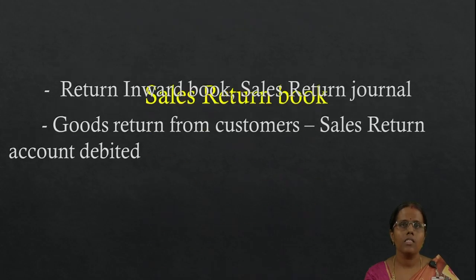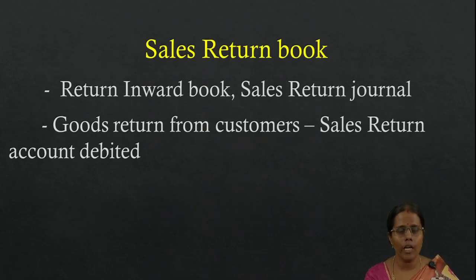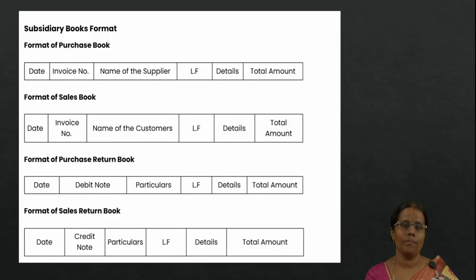And then sales return book. Sales return book is also called return inward book and sales return journal. Once the goods are returned from the customers, they are entered in this book, and it is debited in the sales return account.